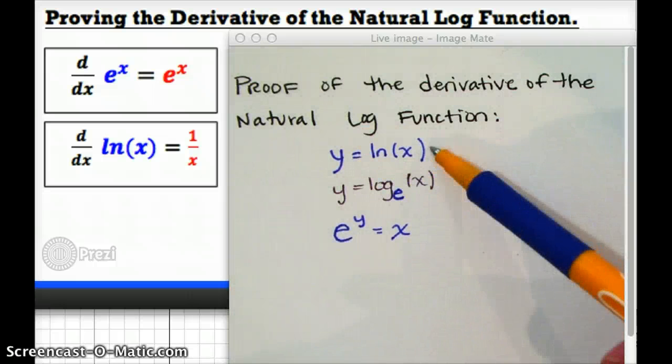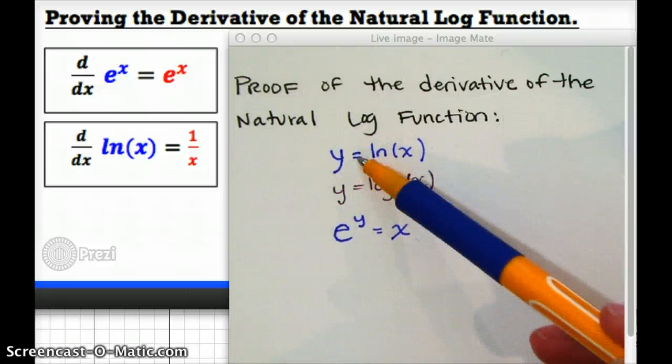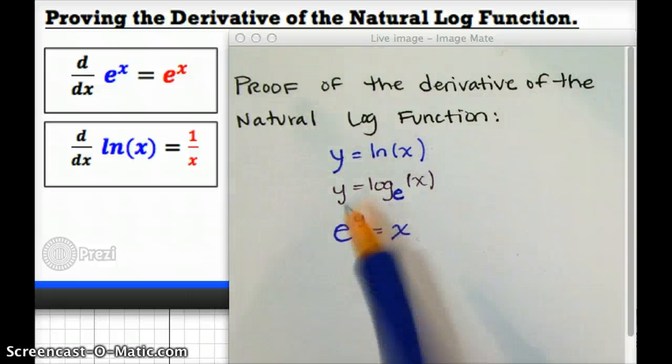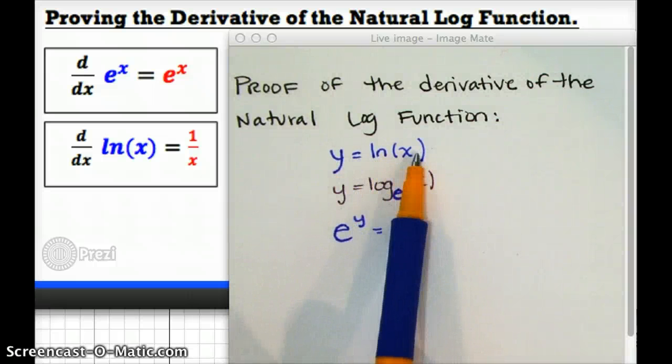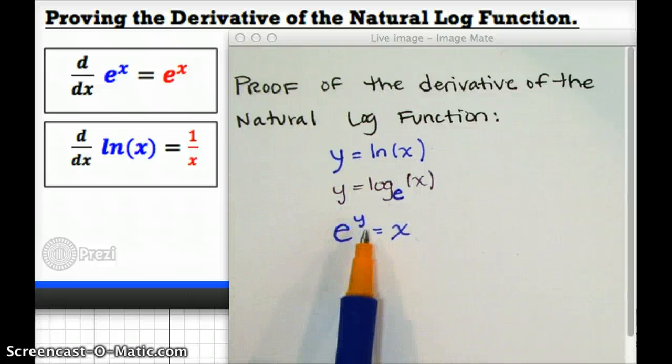So these two equations are equivalent. They mean exactly the same thing. In this one, y is by itself. In this one, x is by itself. So our goal is to take the derivative to find y prime. But we don't know what the derivative of ln of x is. So I'm going to take the derivative of this equation. And it's an implicitly defined equation because y is not by itself. But it's easy enough to take the derivative of this because I do know about e to the y.